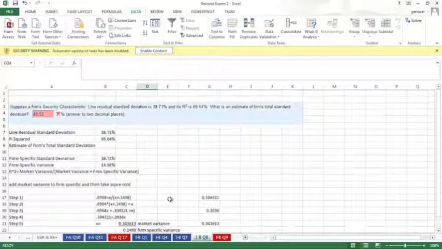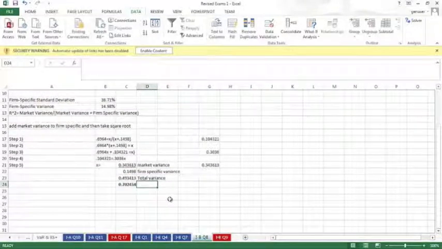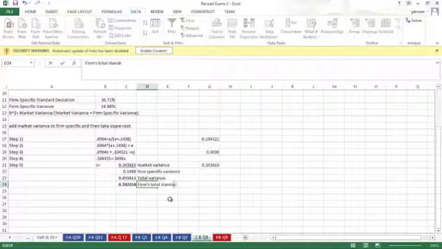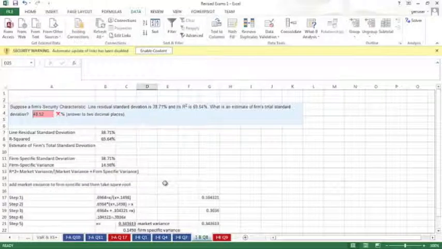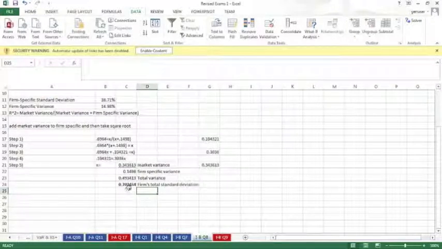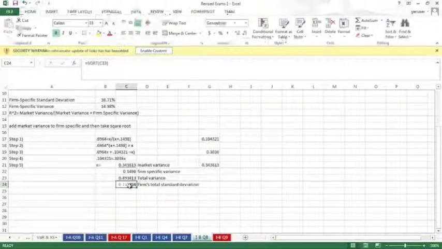So what did the question ask? The firm's total standard deviation. And so to two basis points, let's just change this into percent. So Alt H0 to get two decimals, Alt H0 again. So we have 70.24% for the firm's total standard deviation. And that's the final answer.